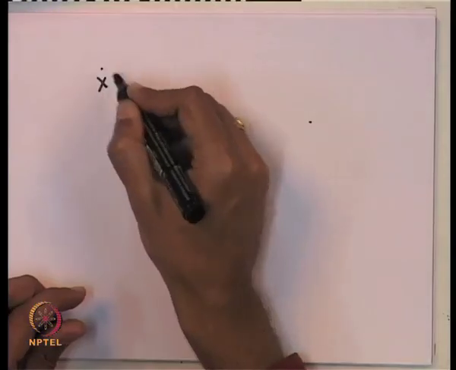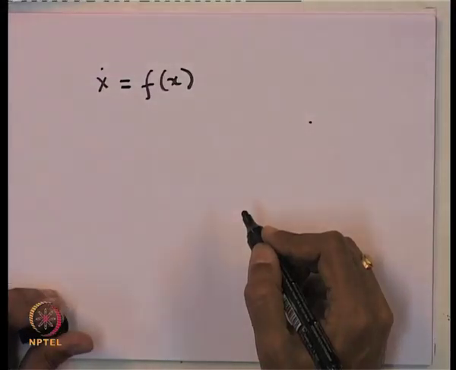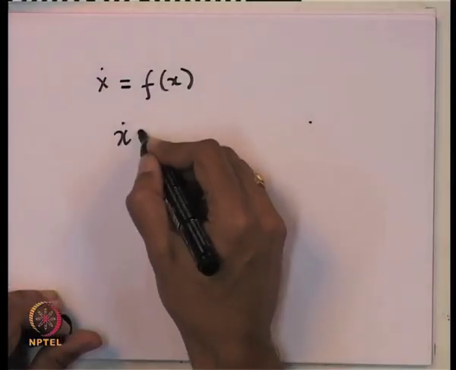Now, the thing is that when do you say that a system x dot is equal to f of x is in steady state, where x dot is equal to dx by dt.